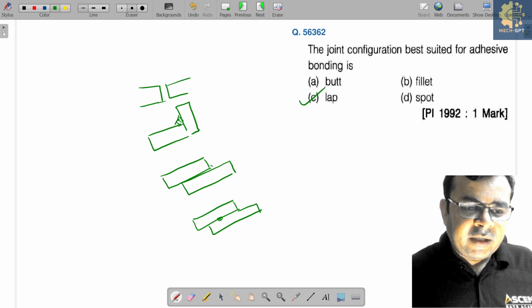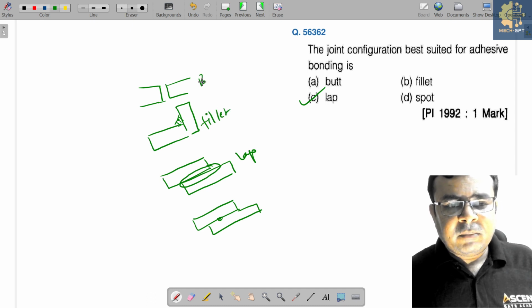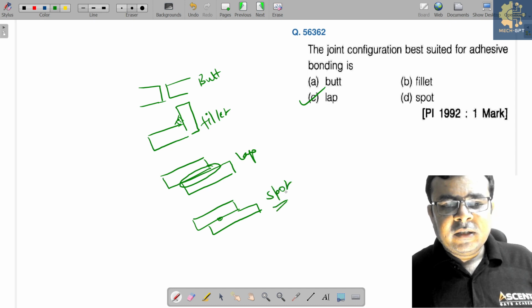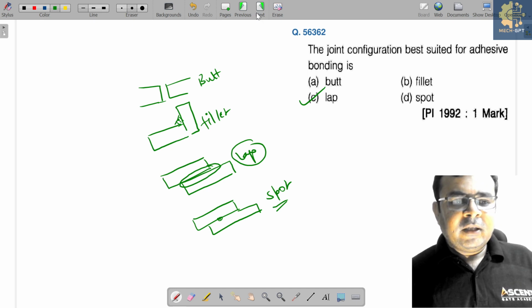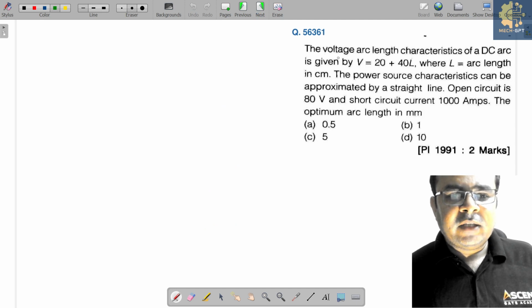Why? Here the contact surface is maximum. This is the lap joint, this is the fillet joint, and this is the butt joint. Correct? And this is obviously the spot joint. So the lap joint is the right answer because the contact area is maximum as compared to other joints. So the correct answer is option C. Okay, so let's see another question.